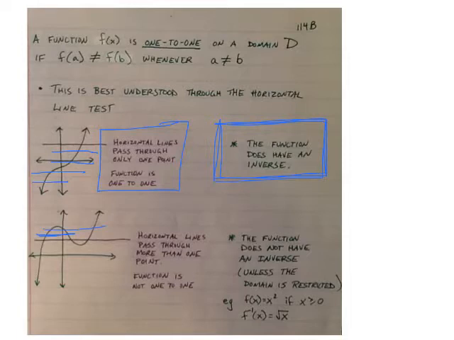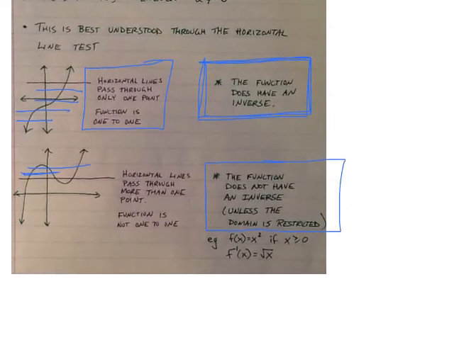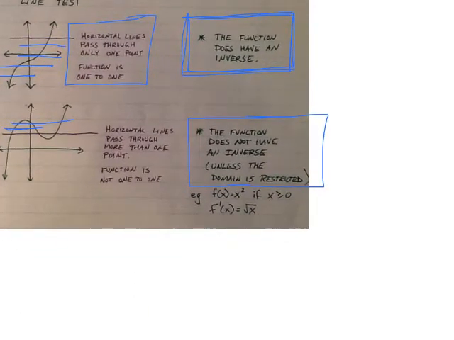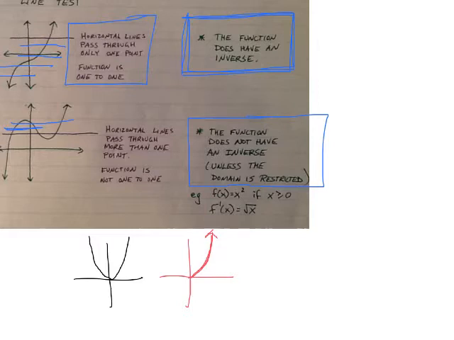There's several locations. Because the horizontal line passes through more than one, the function is considered to be not one-to-one. And if that's the case, there does not exist an inverse for the function unless we restrict the domain. The example I give here is x squared. This function is not one-to-one, but if we restrict the domain to only be, we'll say x is greater than or equal to 0, then we can find an inverse.